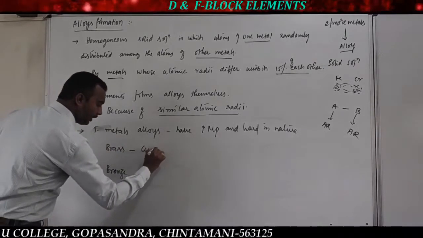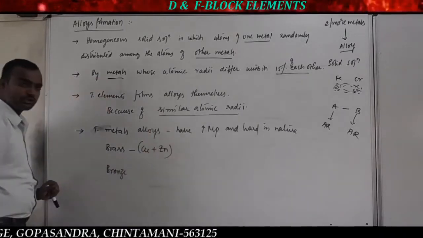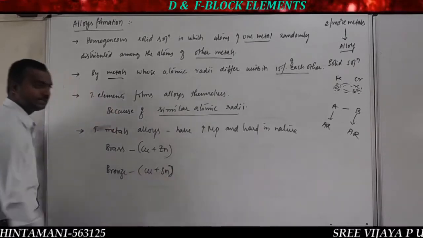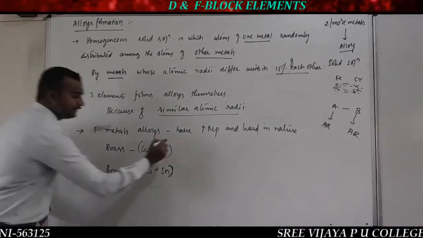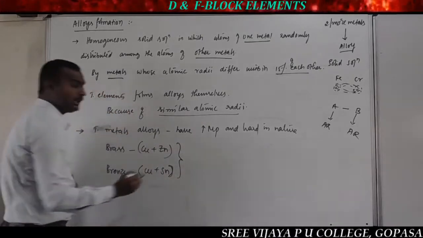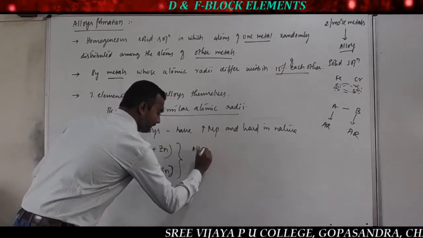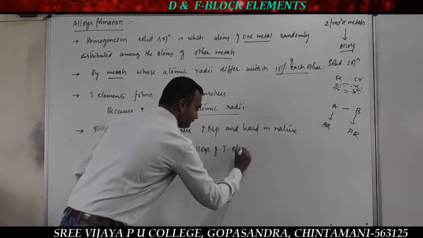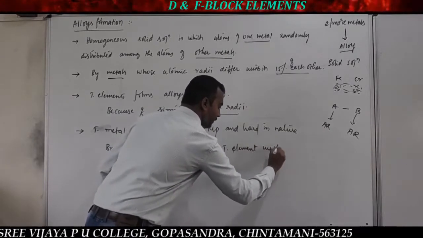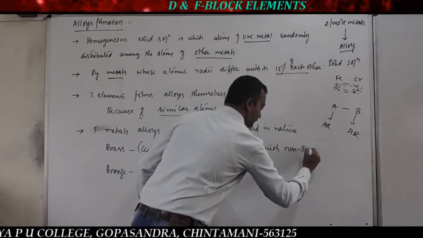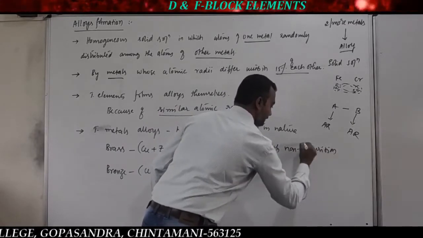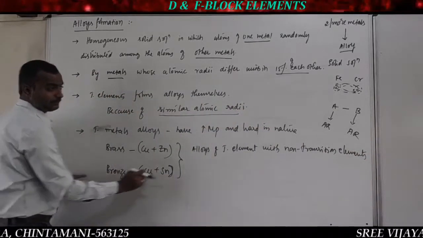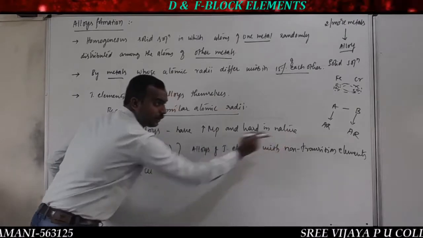Brass composition is copper and zinc. Bronze is copper and tin. And remember this important question: these two are the best examples for the alloys of transition element with non-transition elements.